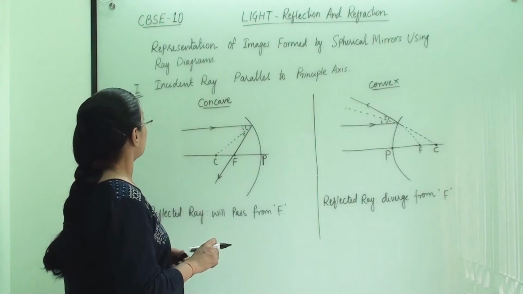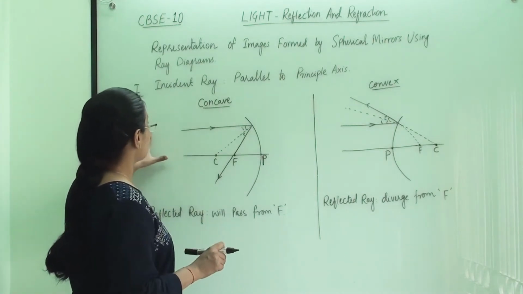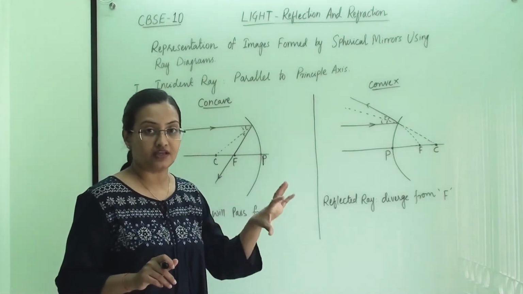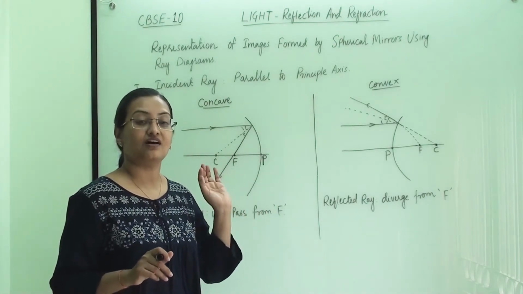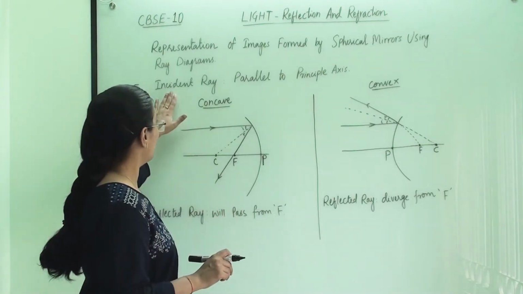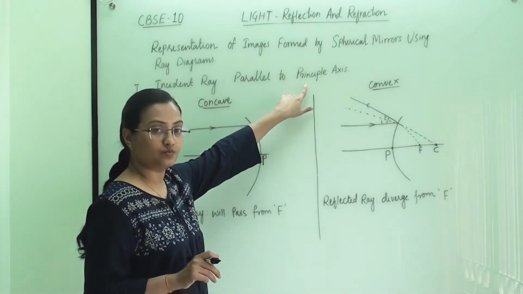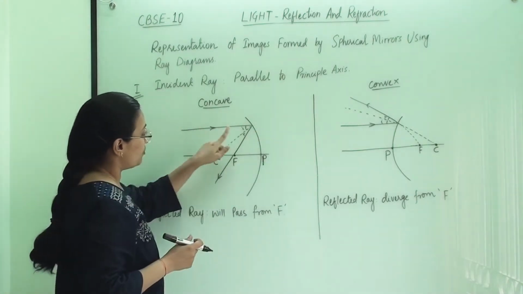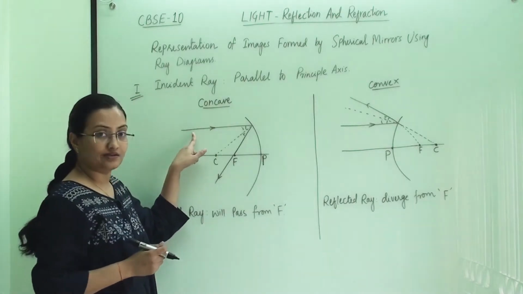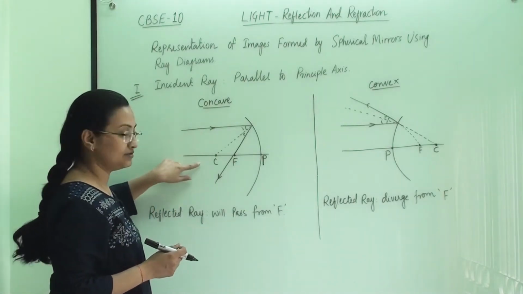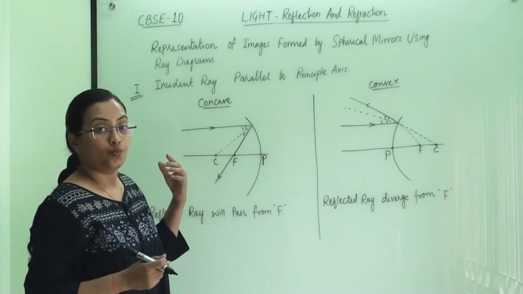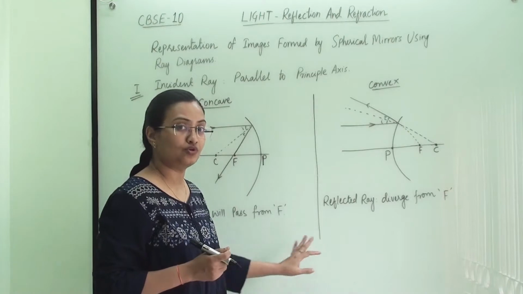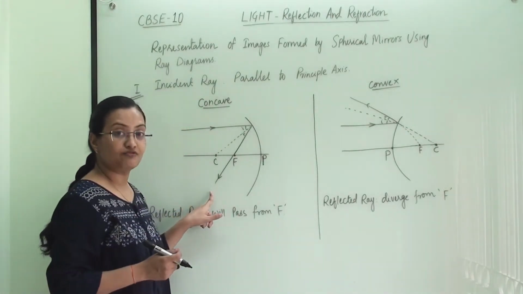So here, the first case is when the rays are falling on the mirror. Those rays are known as incident rays. When the incident ray is parallel to the principal axis, that is how we will choose the incident ray. When it is falling on the mirror, it will be parallel to the principal axis. Then where will the reflected ray go? There are two different cases for two different mirrors. First we are discussing the concave mirror.